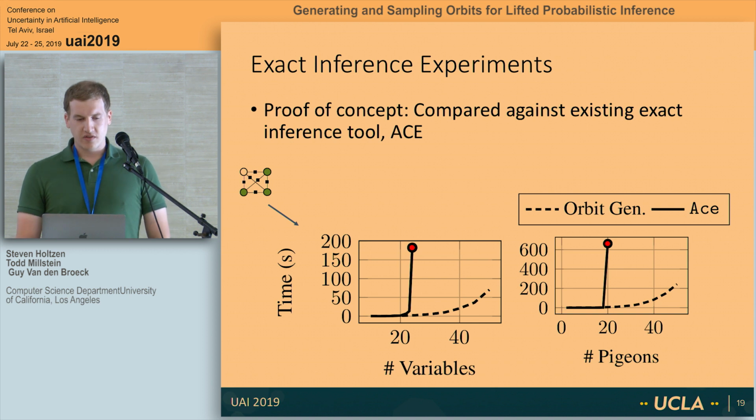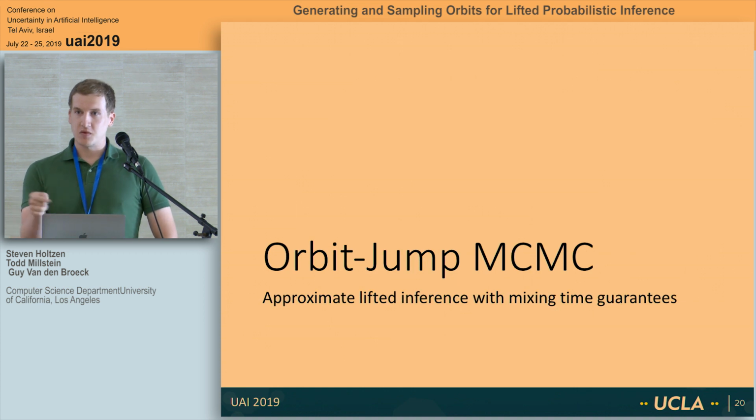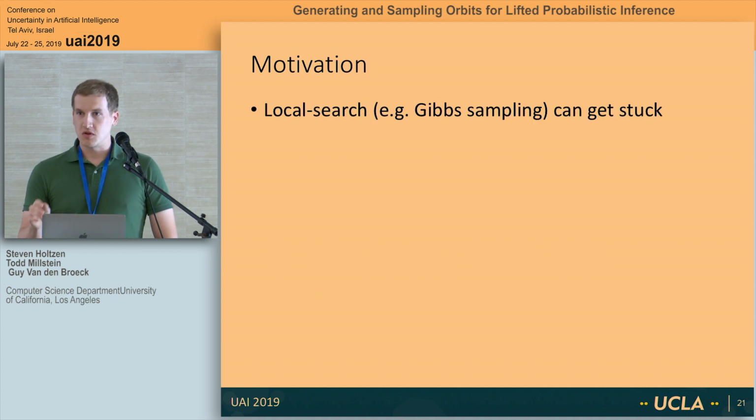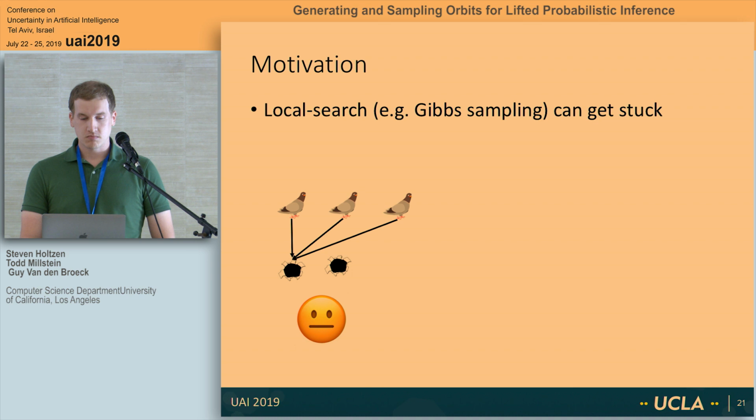So here's some proof of concept experiments. We compared against an existing exact inference tool called ACE, which doesn't know about symmetries. On the left, the number of variables graph counts the number of variables in a pairwise constrained factor graph, the one we've been talking about. We can see that ACE pretty quickly runs out of time and blows up at around 22 variables. And our orbit generation algorithm will continue to scale pretty nicely as the number of variables increases. And similarly for the pigeonhole problem as we increase the number of pigeons. This is just showing that if you know about symmetry, you can compute this partition function much faster than if you don't.